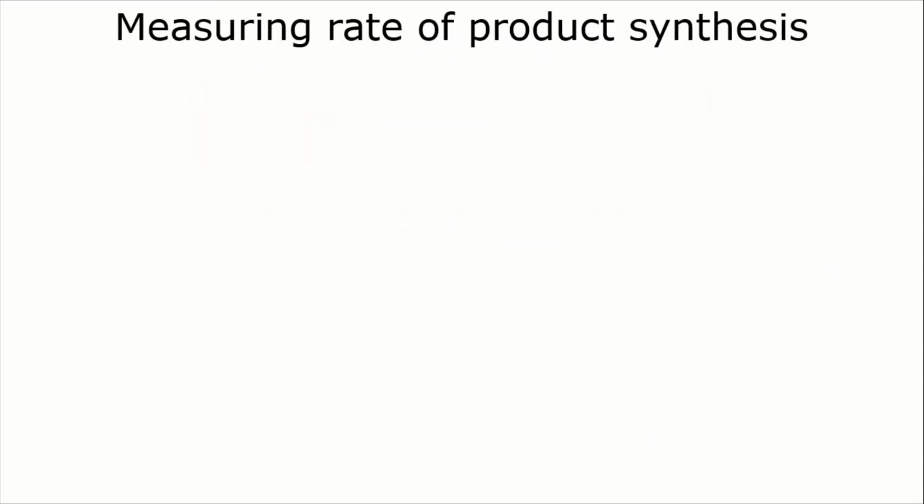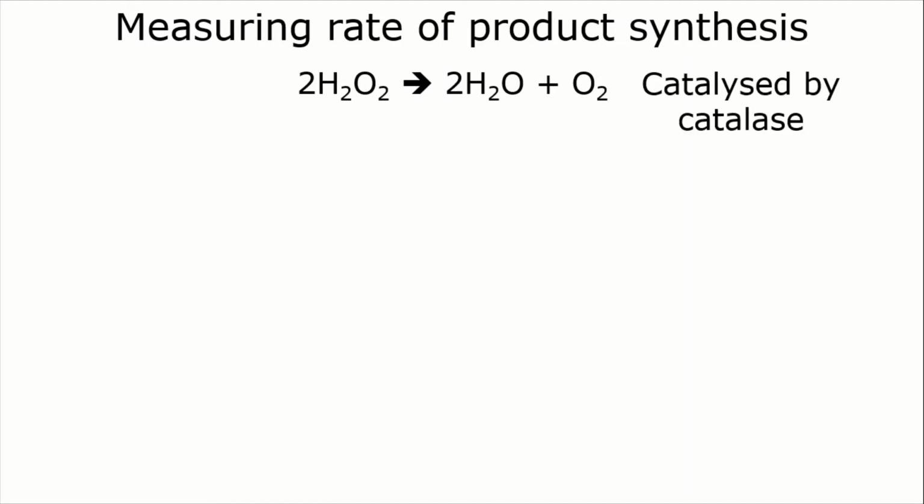So let's now go on and talk about an experiment we can use that will measure the rate of product synthesis in an enzyme-controlled reaction. So here we can see I've got an equation that shows 2H2O2, which is the formula for hydrogen peroxide. So H2O2 is hydrogen peroxide. And this is broken down into two molecules of water and one molecule of oxygen gas. And this reaction is catalyzed by an enzyme that is creatively named catalase.